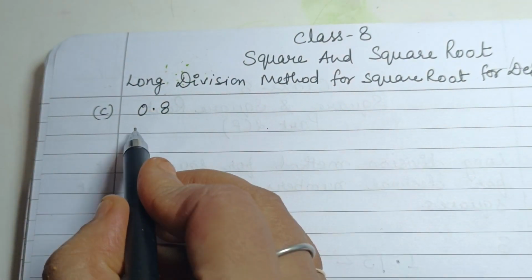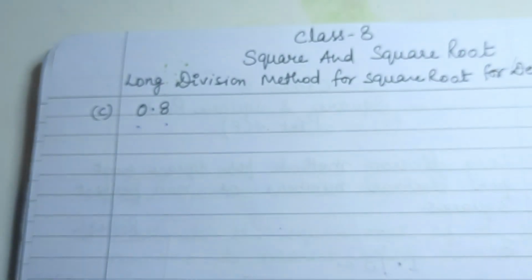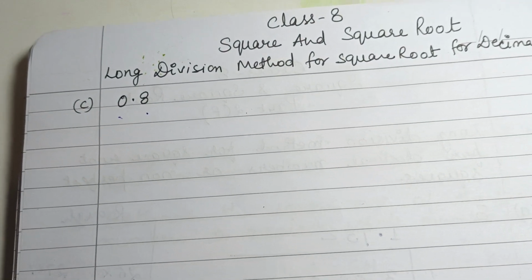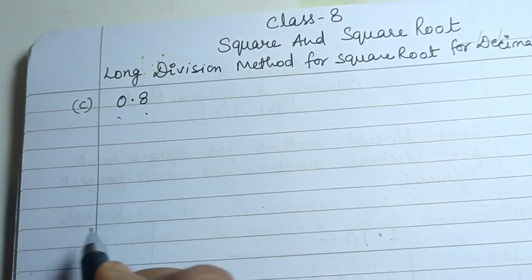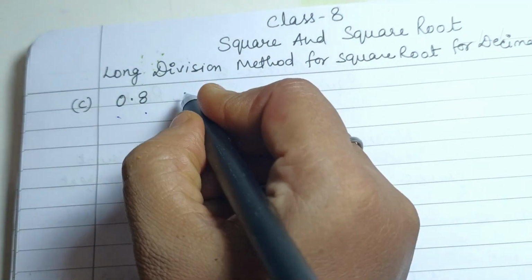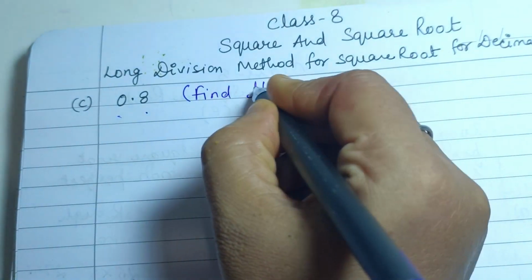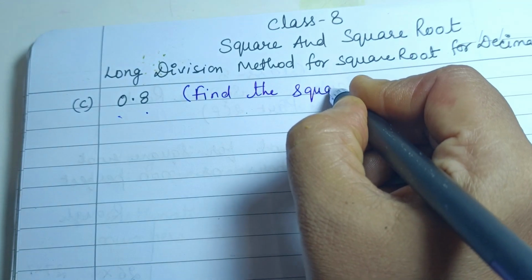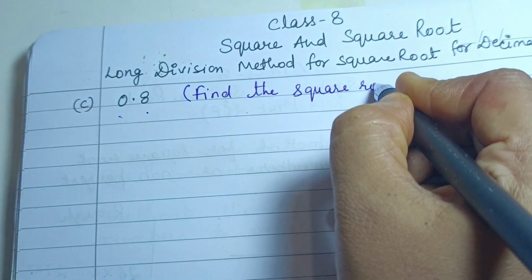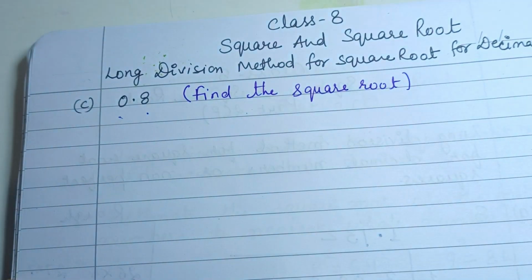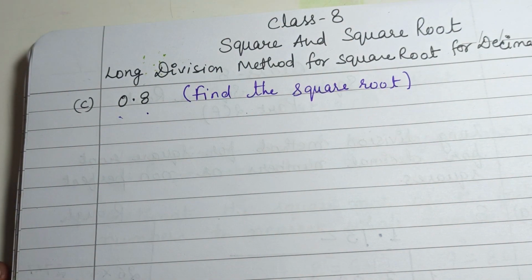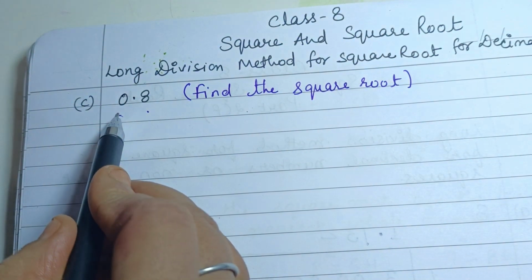Here, this is the first question. It is asked to find the square root of this particular number. The question says find the square root of 0.8. Here this is completely a decimal number. The whole part is 0.